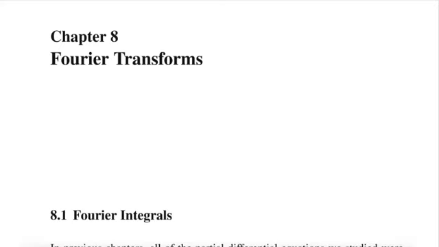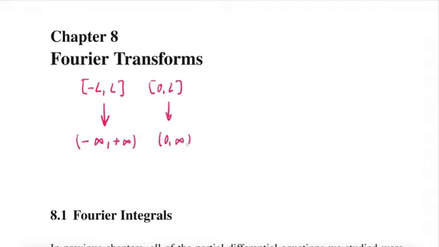Fourier transforms, chapter 8. Chapter 8 is the last topic we do in this course. The idea behind this chapter is very easily explained. Instead of looking at intervals from minus L to L or intervals from 0 to L, we are now looking at infinity. So we look at intervals from minus to plus infinity, or we are looking at intervals from 0 to infinity, so a half infinite domain.